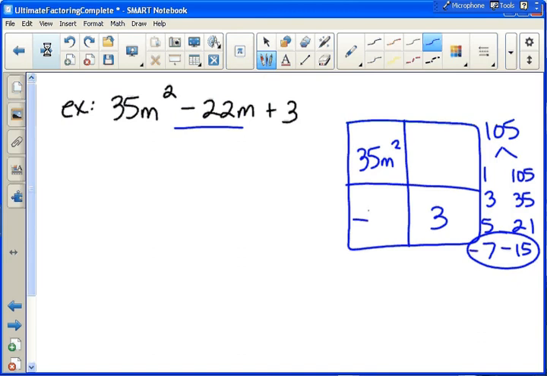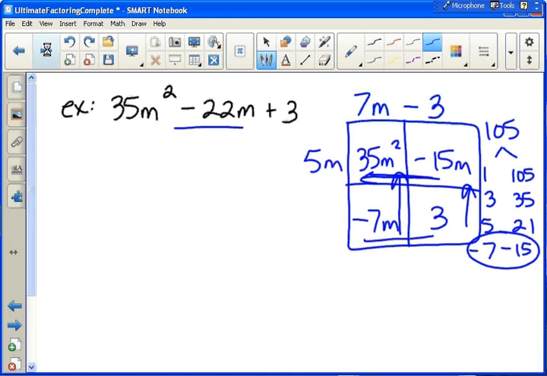I go up first. Doesn't actually matter, but we'll go up first. 7m and 35m squared have a 7 and an m in common. 3 and negative 15m have a 3 in common, and since it's touching the negative 15, it's negative. Now we'll go across. 15 and 35 have a 5m in common. 3 and negative 7m don't have anything in common except, of course, everything has 1 in common. And since it's touching negative 7, it's negative. My final answer is 7m minus 3 times 5m minus 1.